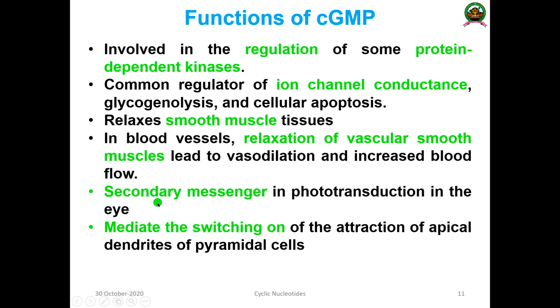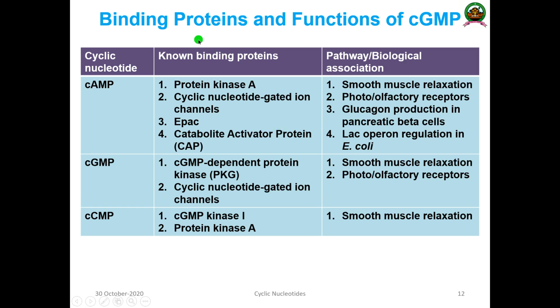Then it is a secondary messenger in phototransduction in the eye. It mediates the switching on of the attraction of apical dendrites of pyramidal cells, the apical dendrites of pyramidal cells. Then the binding proteins and functions of cyclic GMP.